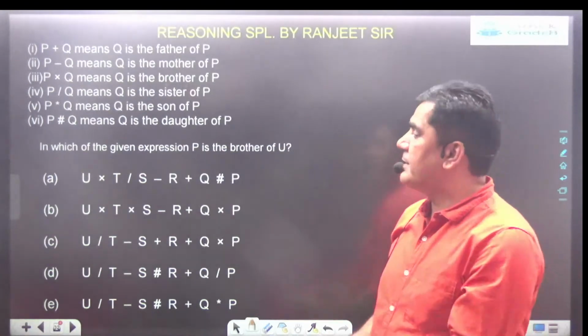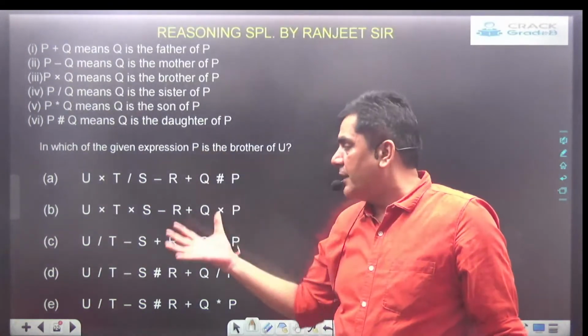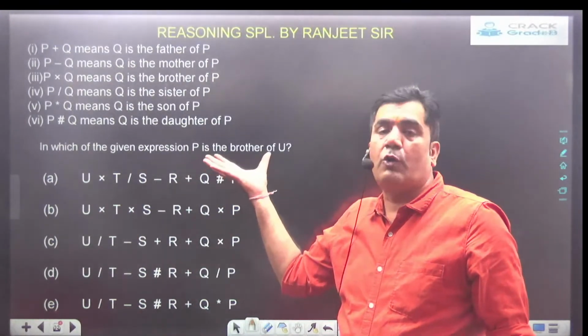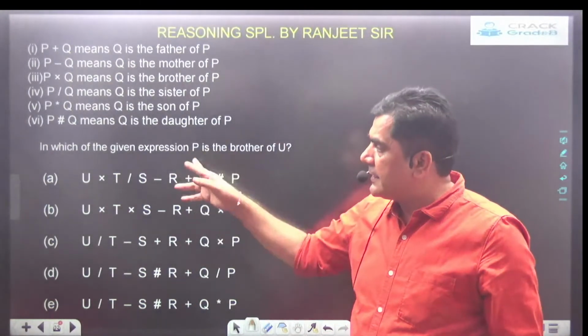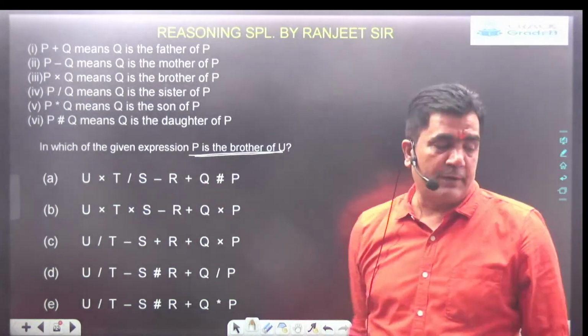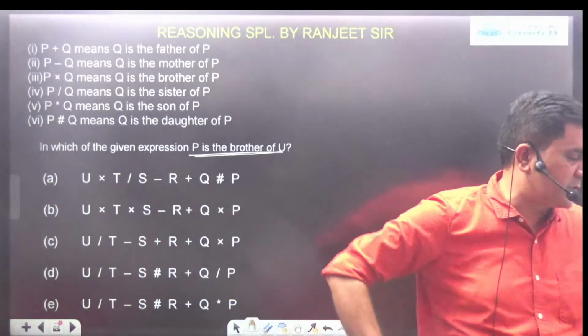Now here they have given the relation and they have asked in which of the following expressions this relation holds true. Now they are saying, in which of the given expressions is P the brother of U? P is the brother of U. Now how to get the answer for this one?